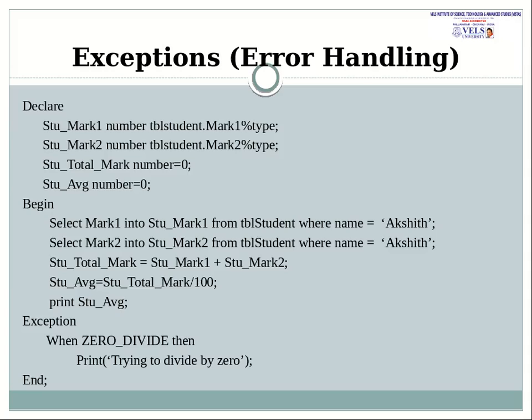In case the division by zero occurs, it automatically goes to the exception handler for when zero divide, and then it prints the message trying to divide by 0. That is, it passes the error exception to the programmer: trying to divide by 0 error.